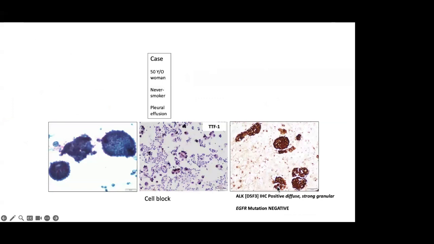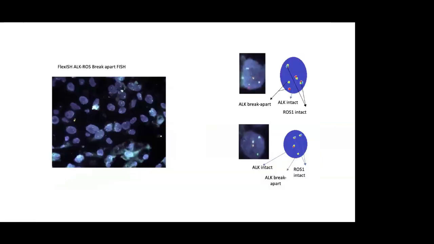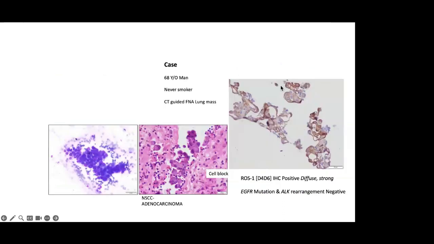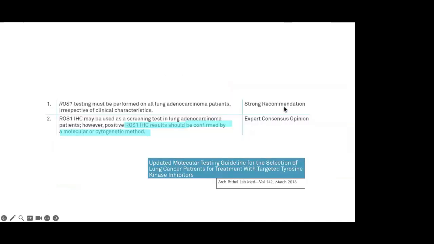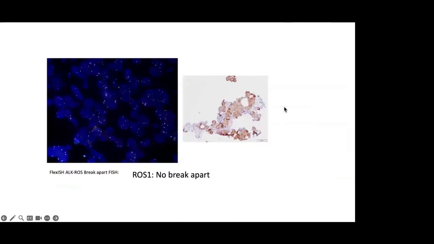This is another case where the ALK IHC was diffusely and strongly positive, and there is no need for doing confirmation. But if you have resources available, you can do it. This is positive for ALK break apart. So the importance of knowing this is that the patient can be put on ALK TKI and they respond very well. ROS1 IHC, unlike ALK, is a screening tool. One has to confirm by either FISH or by RNA-seq or real-time PCR. In this case, it was strongly positive, but when it was confirmed by FISH, there was no break apart.